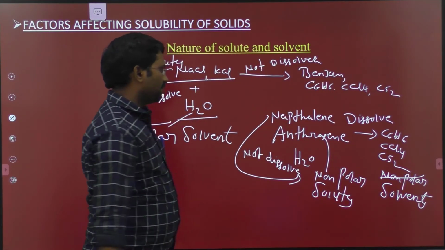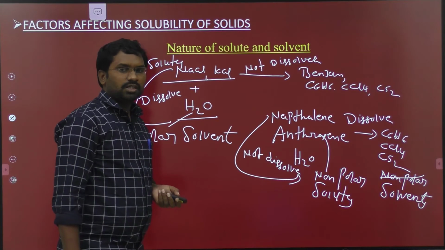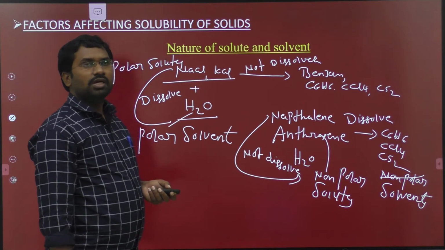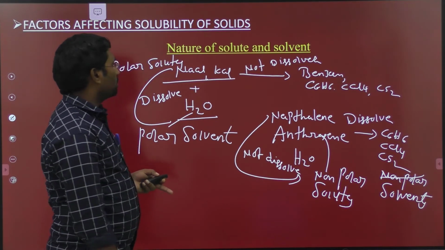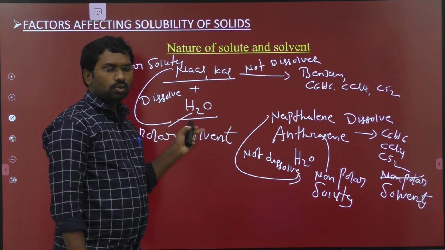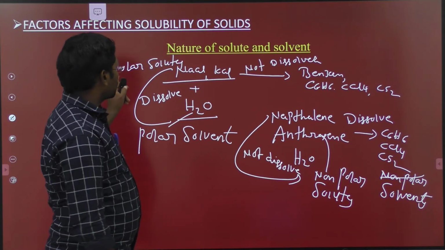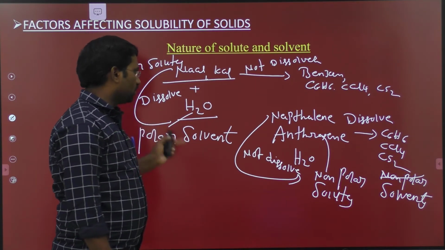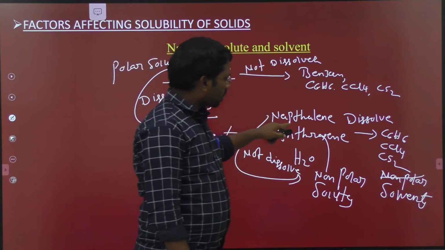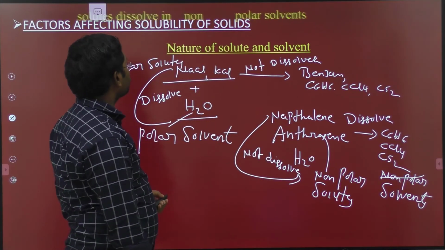Non-polar solvents like benzene, carbon tetrachloride and carbon disulfide. So this is a common thing we have to explain here. Therefore, the solubility of solids and liquids depends upon the nature of the solute and solvent. By observing these two types of examples, we conclude that polar solutes dissolve only in polar solvents, and non-polar solutes dissolve only in non-polar solvents.